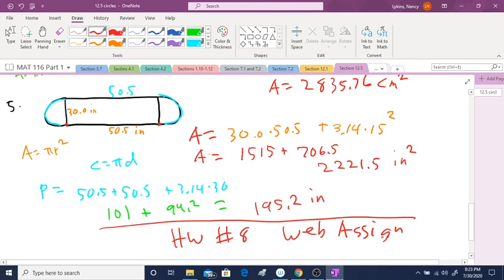So for my class, for the next section, we're going to be going over section 12.7, which deals with prisms. Thank you for listening.